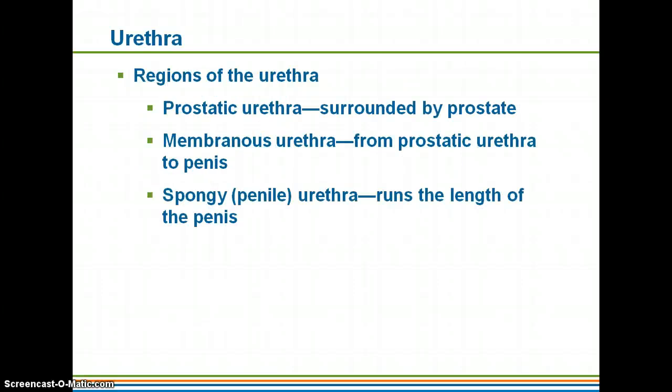There are 3 different regions of the urethra. You have the prostatic urethra, which is going to be the area surrounded by the prostate, immediately inferior to the bladder. You have the membranous urethra, which is going to be the distance between where the prostate ends until the urethra enters into the spongy tissue of the penis. And then the spongy urethra, or the penile urethra, will run the length of the penis.